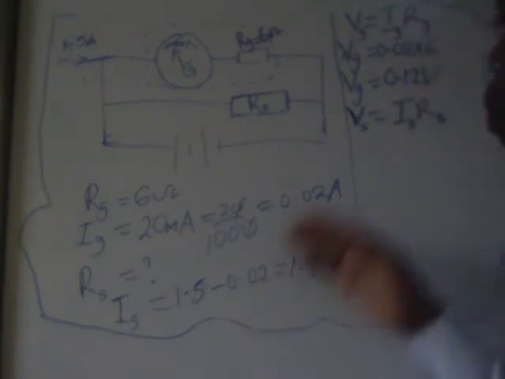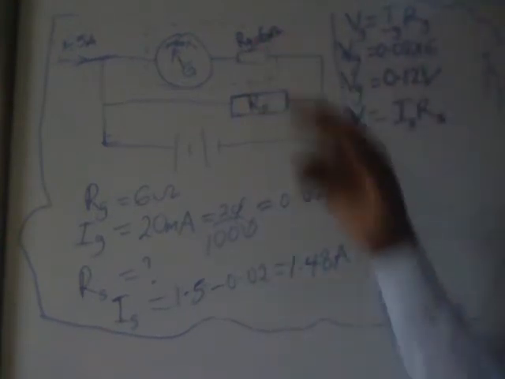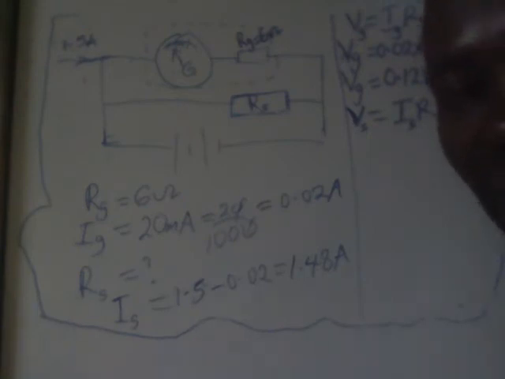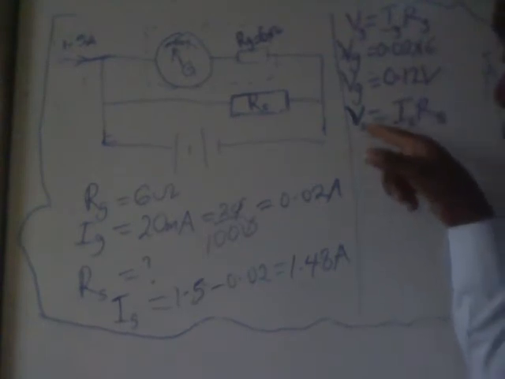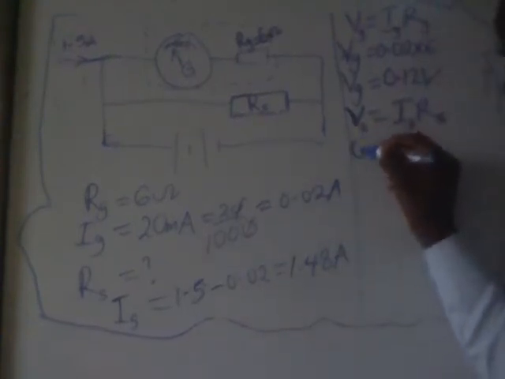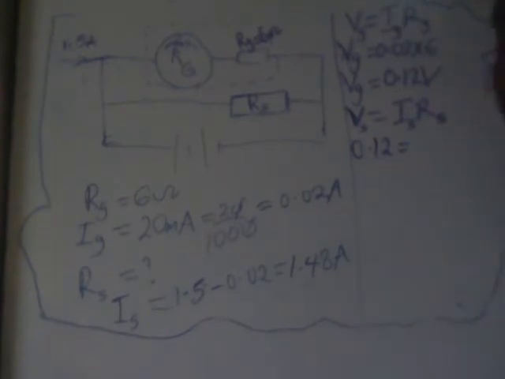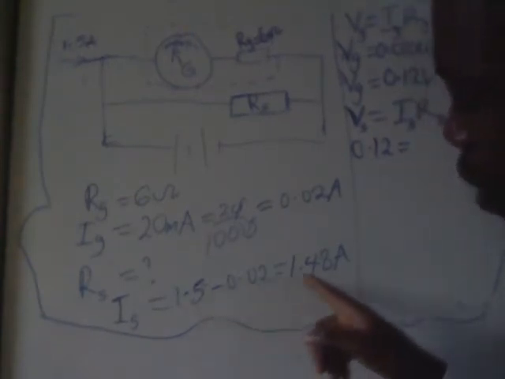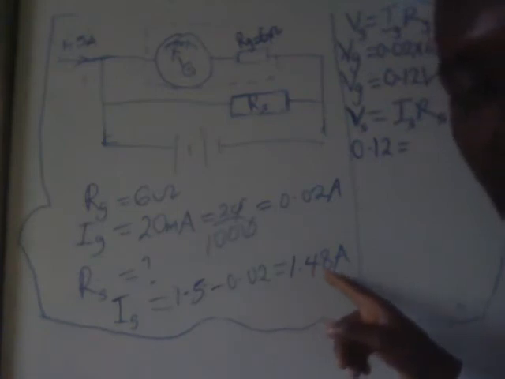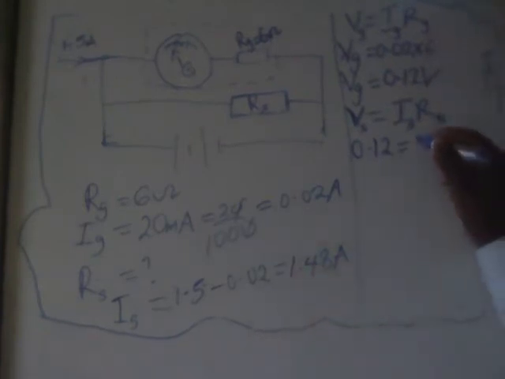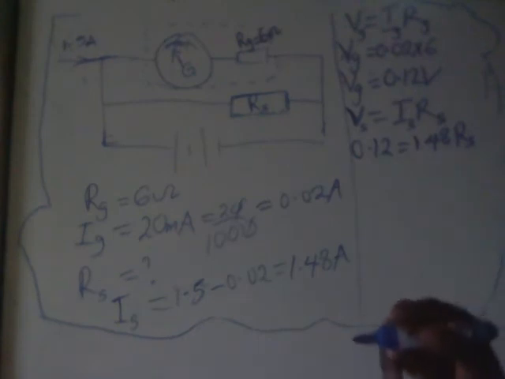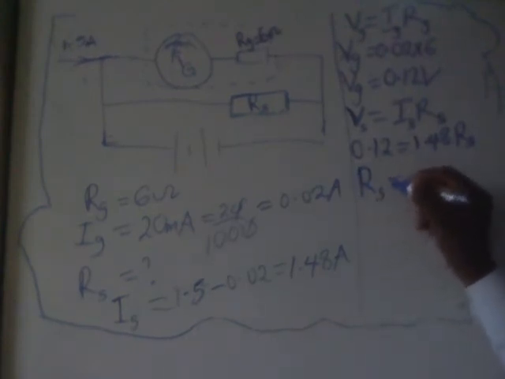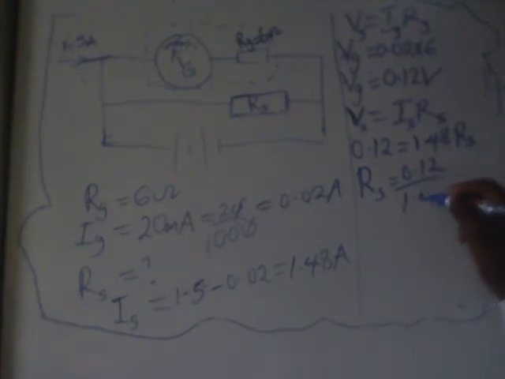Because the two resistors are in parallel, they have the same voltage. The voltage of the galvanometer is 0.12, so let's take it as the voltage of the shunt. So Vs is 0.12, equal to the current of the shunt, which is 1.48, multiplied by Rs, the shunt resistance. Making Rs the subject, Rs equals 0.12 over 1.48.